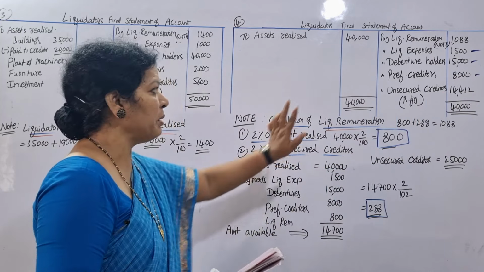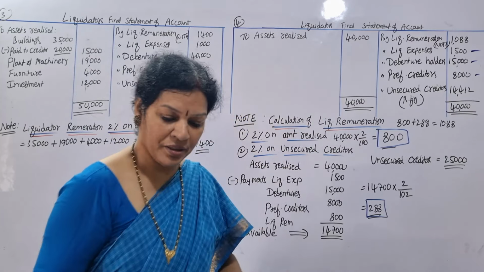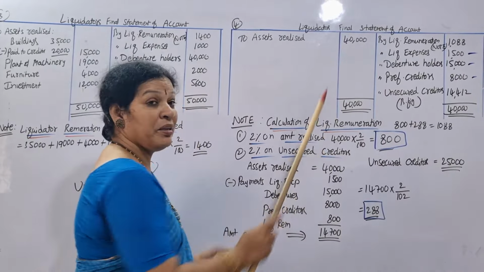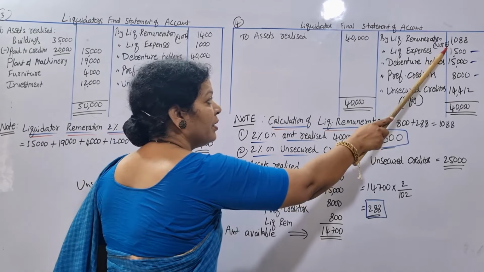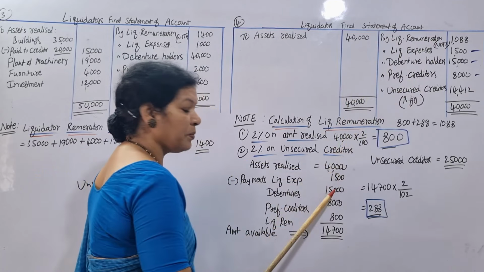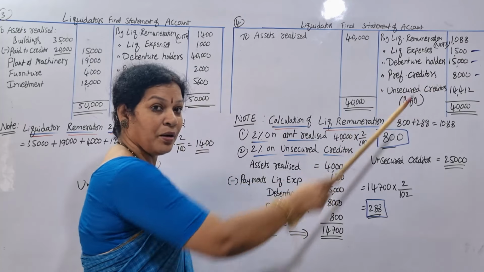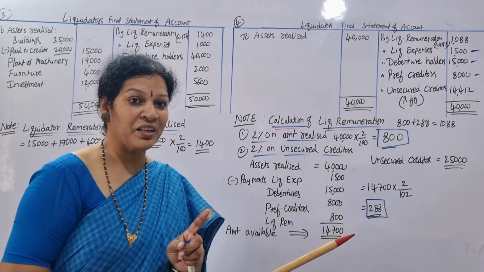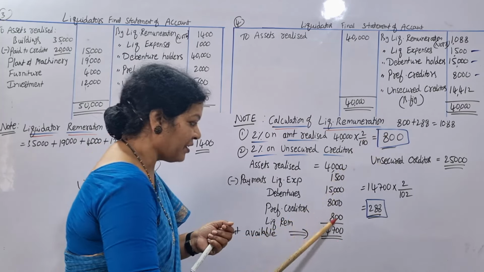Now, you remember, assets realized is 40,000. Assets realized 40,000 minus whatever payments we have done so far. Liquidation expenses 1500, debenture holders 15,000, preferential creditors 8,000. Not only that, already we have calculated 2% on the amount realized. This is also a payment, right? Here this one. So 800.